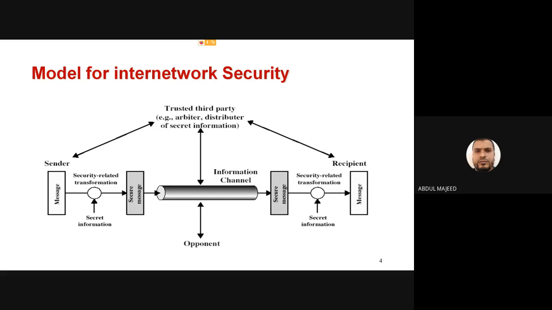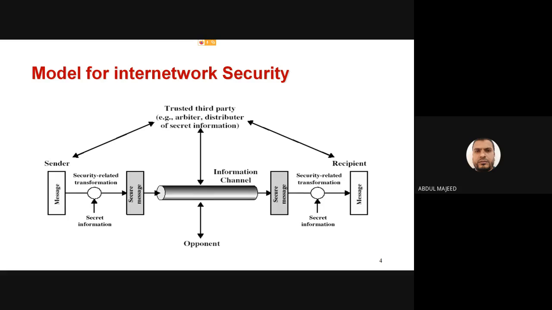For that we need an encryption algorithm. For example, the DES algorithm, DES, data encryption standard. We use such algorithms to convert the plain text into the ciphertext, to convert the data from readable format to unreadable format. That is called a security related transformation. What is a security related transformation? Converting the message from readable to unreadable format, from plain text to the ciphertext.